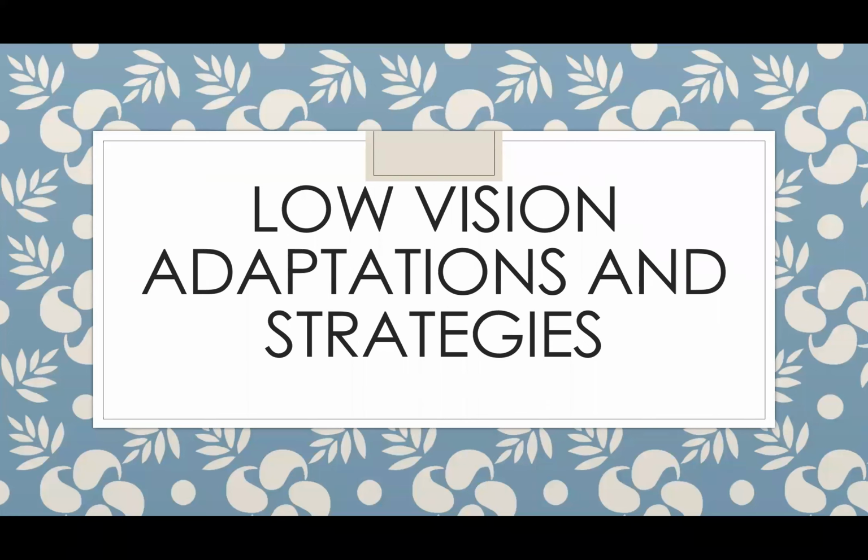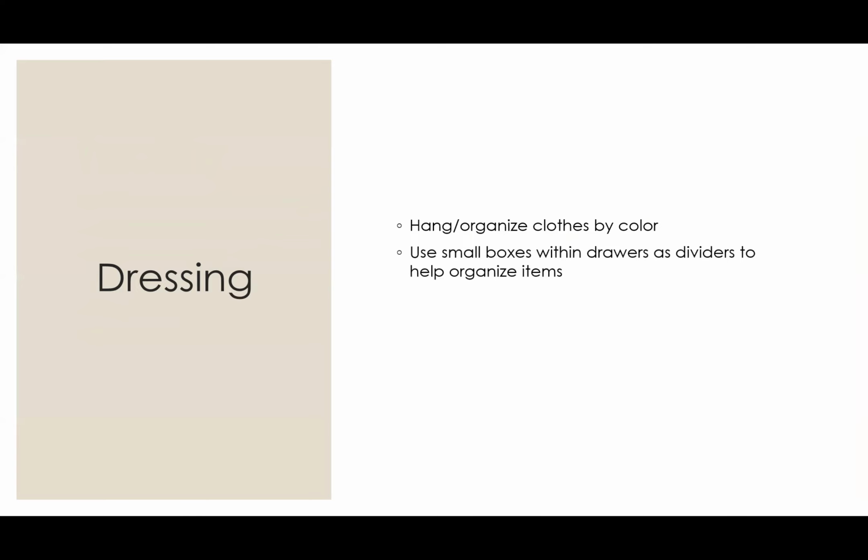Okay, so now we're going to get into these strategies. We're going to take this area by area about your daily life. So first, we're going to talk about dressing. First thing you can do is hang and organize your clothes by color. Use small boxes within drawers as dividers to help organize items, just to keep everything more consistent and easy to find.